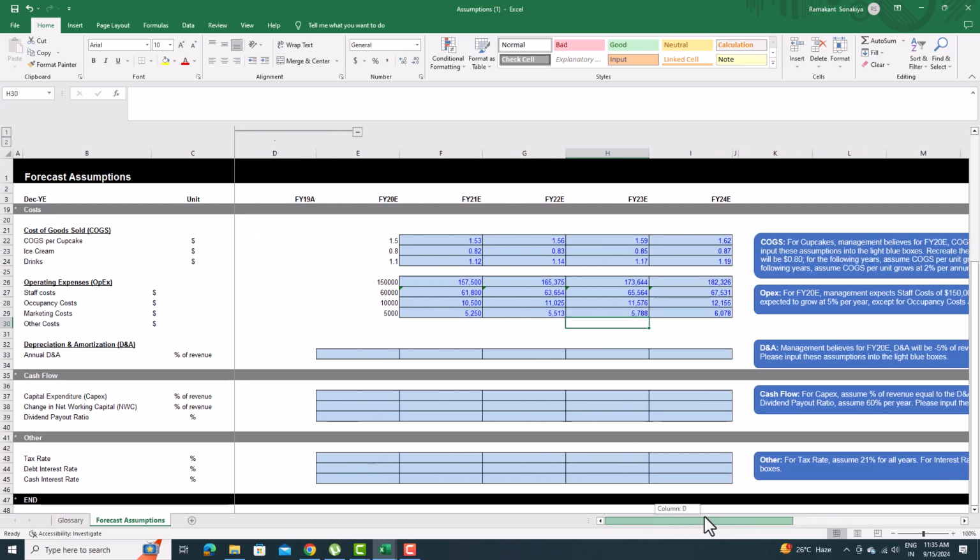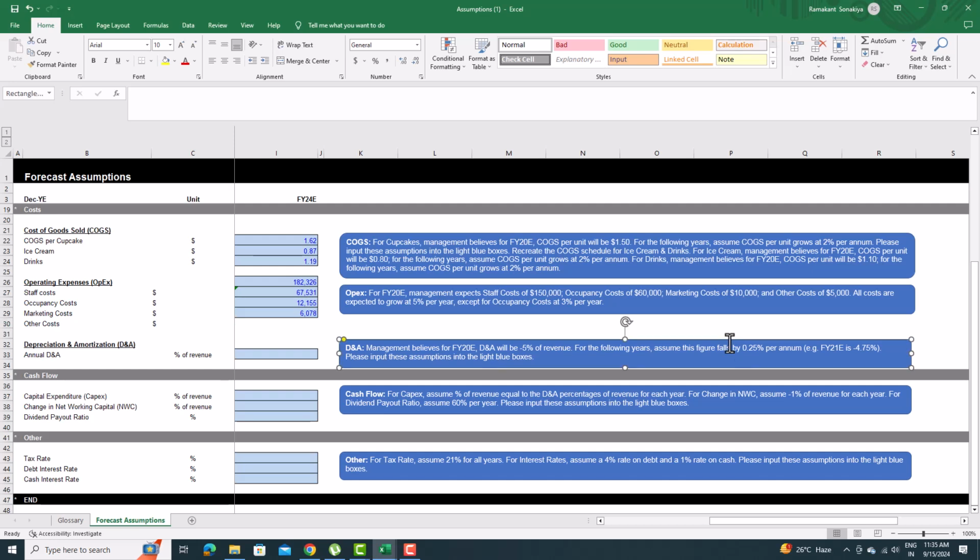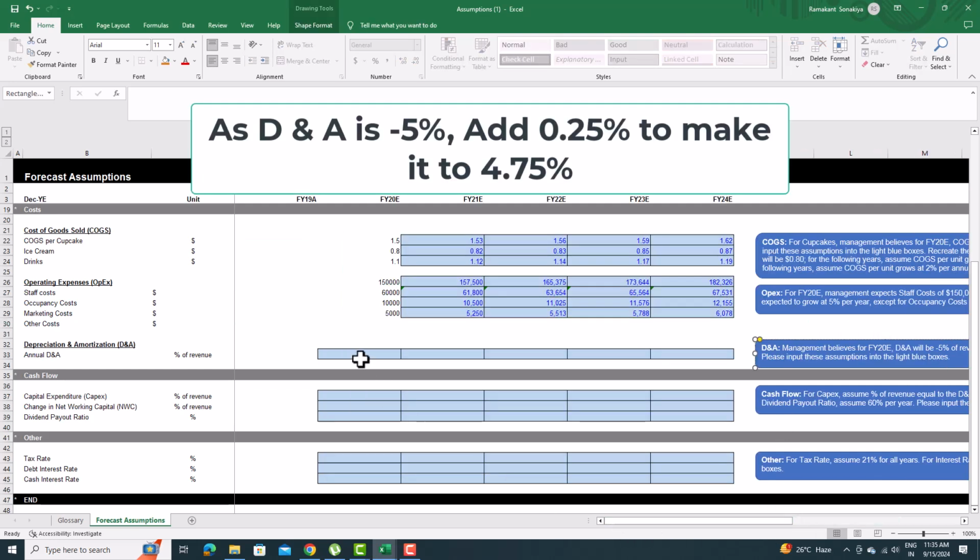Management believes for FY20E, D&A will be -5% of revenue. For the following years, assume this figure falls by 0.25% per annum.